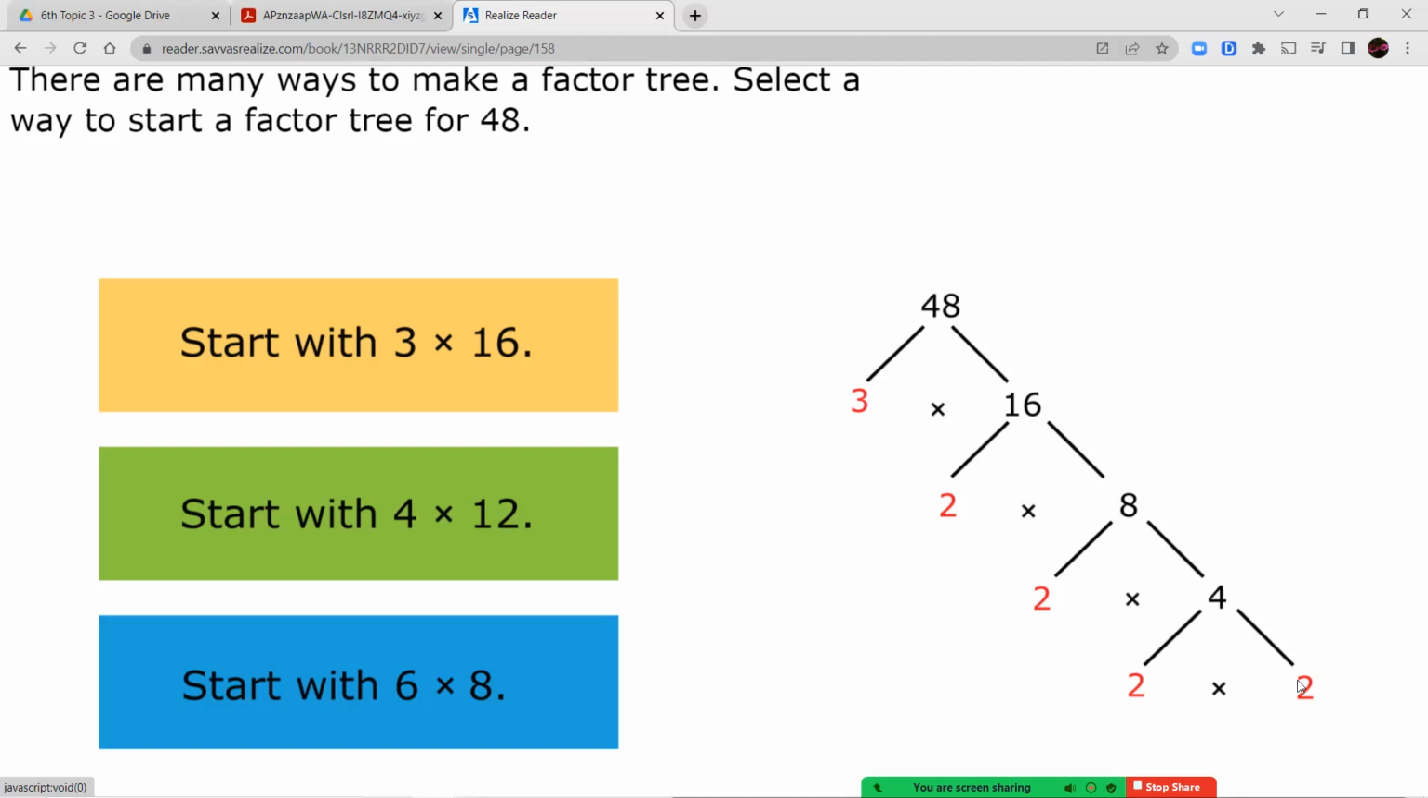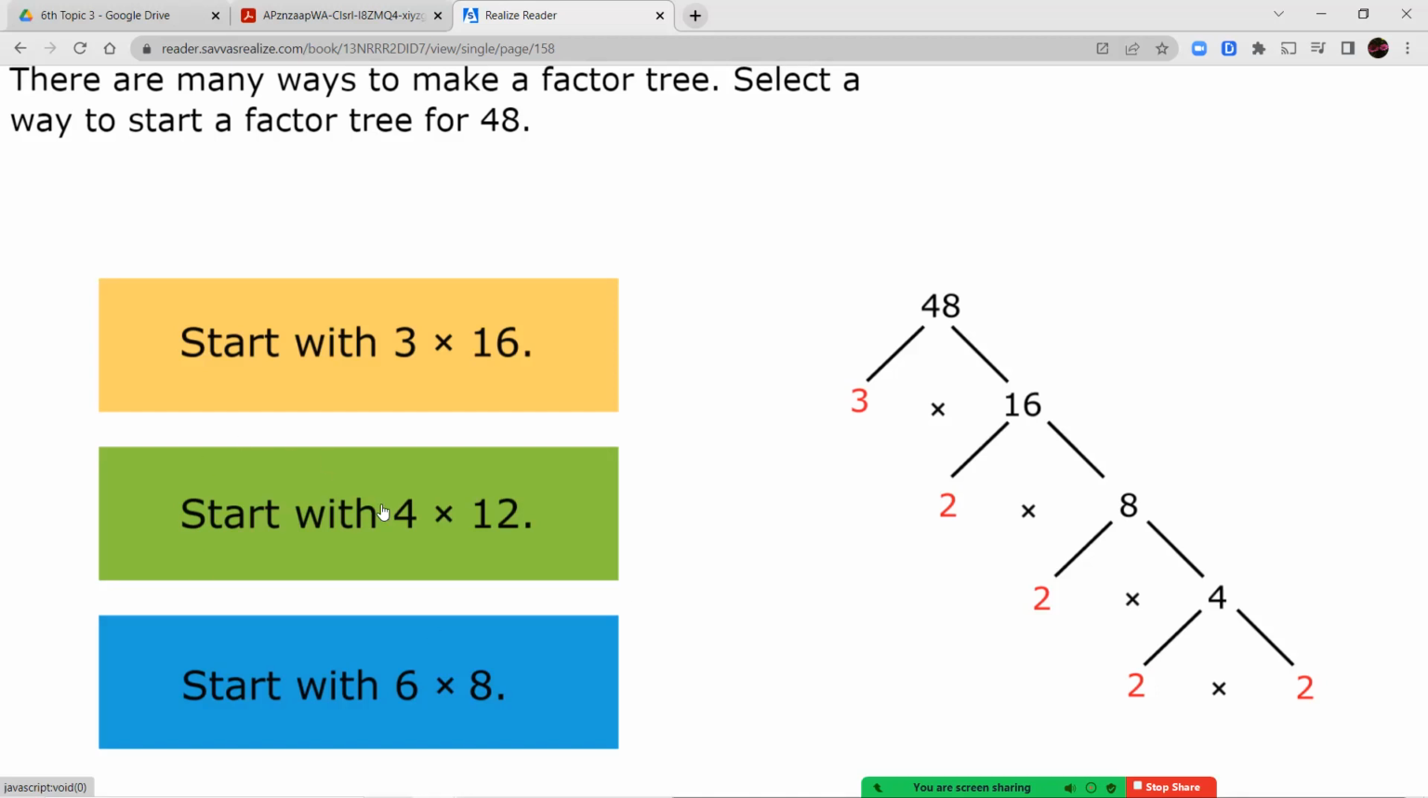So to find the prime factorization for 48, you're going to take all of these prime numbers that you have, and you're going to multiply them by each other. So 3 times 2 times 2 times 2 times 2 will give you 48. Or 3 times 2 to the 4th power, right? Because we're multiplying 2 by itself 4 times.